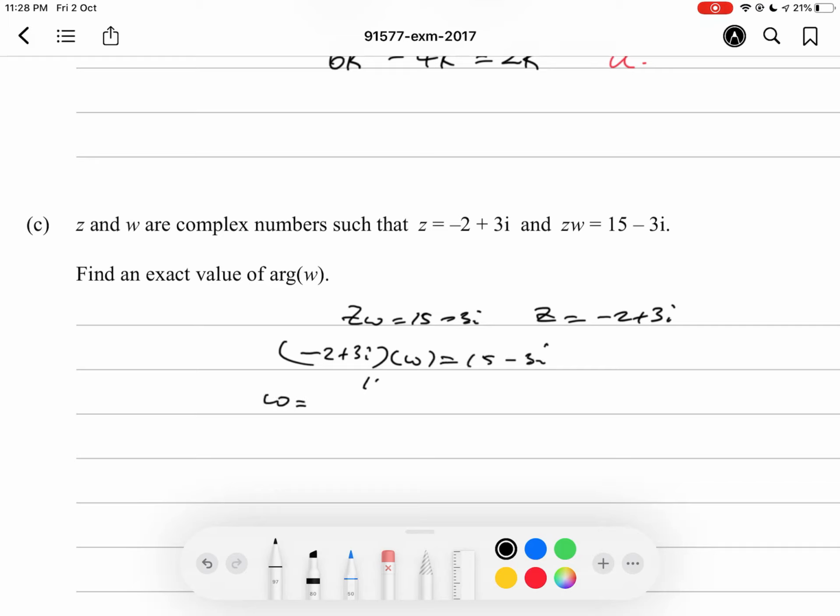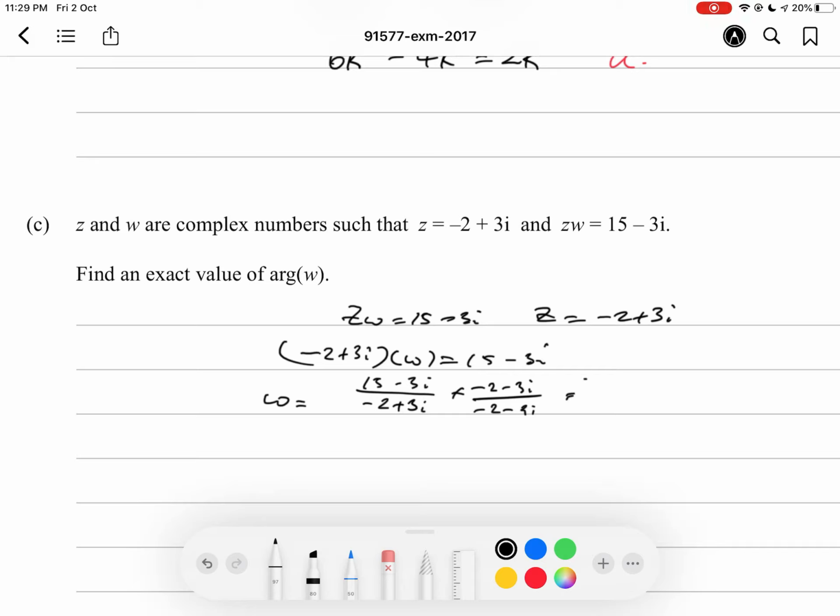So therefore, w equals 15 minus 3i divided by negative 2 plus 3i. And in this case, we're going to be multiplying by the conjugate in order to distinguish the imaginary part of w and the real part of w. So we're going to multiply by the conjugate, which is negative 2 minus 3i, on the top and the bottom, so you just multiply by 1.